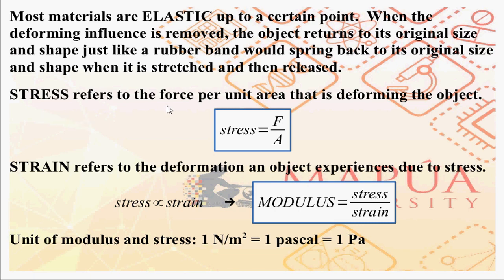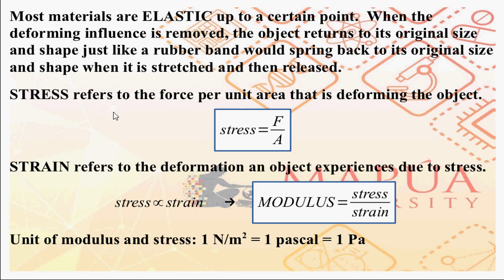Stress refers to the force per unit area that is deforming the object. So we can say that the deforming influence is stress, and it is force applied on a particular area. So stress is force divided by area A. Now this area A might be surface area or it might be cross-section area. As long as force is applied on that area, F over A is the stress experienced by the object.